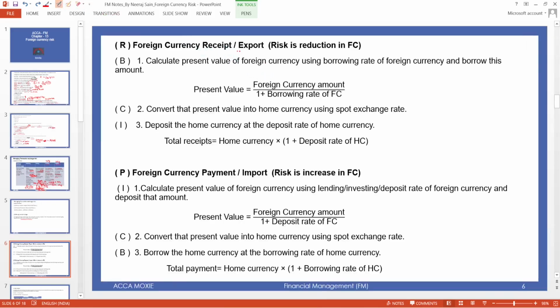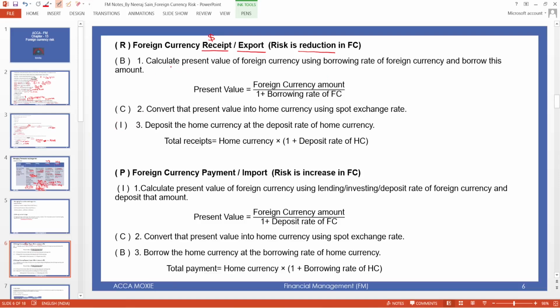If you are an exporter, then you will receive foreign currency like dollar. So your risk is that the foreign currency you are going to receive will depreciate. If this depreciates, then you will have a loss, right? But how can we hedge this risk? We can hedge this risk by using a money market hedge, by borrowing, converting and investing. These are three steps we have to follow.